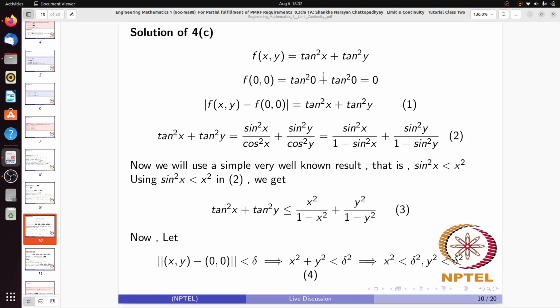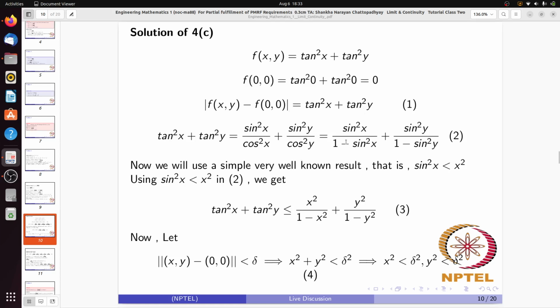So f(x,y) is equal to tan square x plus tan square y. So f(0,0) is tan square 0 plus tan square 0. Tan 0 is 0 and tan 0 is also 0, so 0 plus 0 we get 0. So modulus of f(x,y) minus f(0,0) will be tan square x plus tan square y, because the modulus of two positive quantities is always that positive quantity itself. So tan square x plus tan square y is sin square x divided by cos square x plus sin square y divided by cos square y.